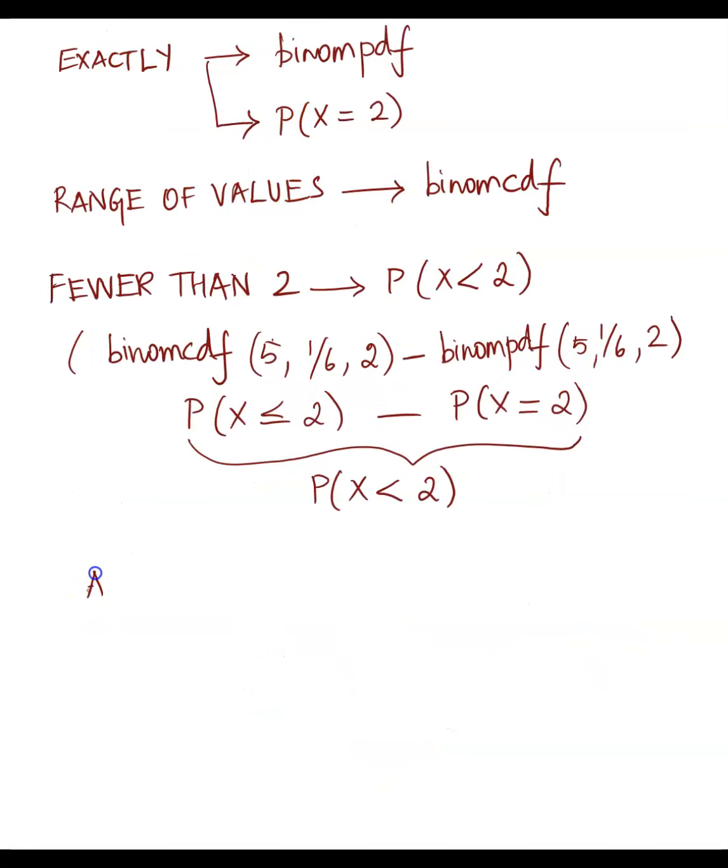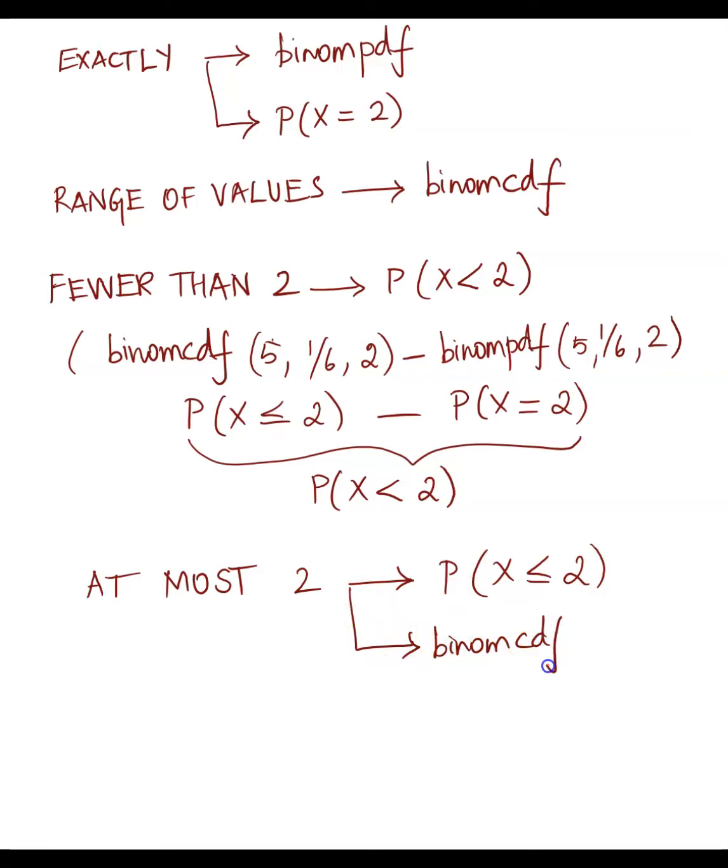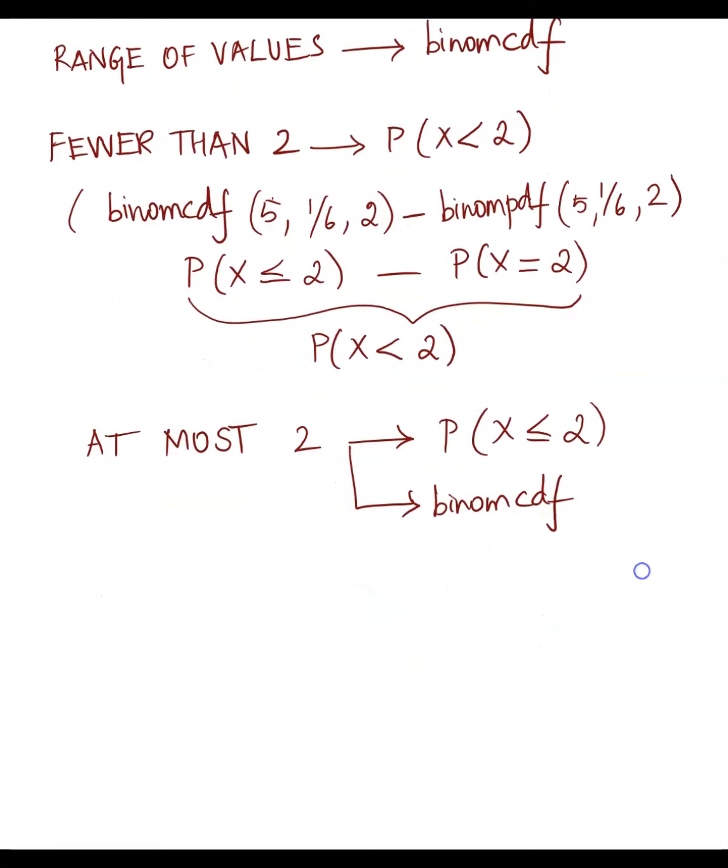So we can have at most 2, which will be probability of x less than or equal to 2. In this case, you could use the Binomial Cdf directly because it gives it to you up to the 2. Okay, so where we have at most, then we can go for at least.